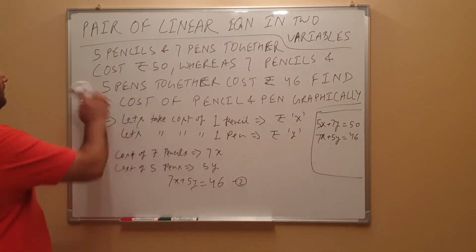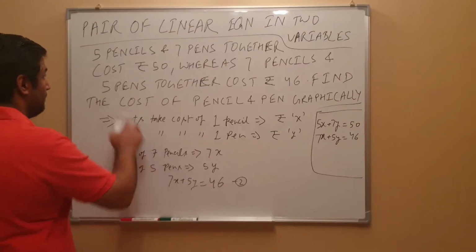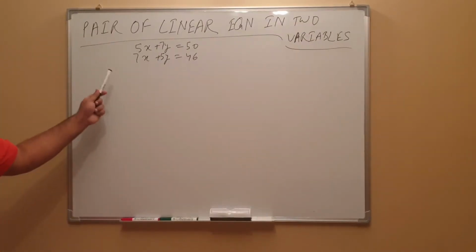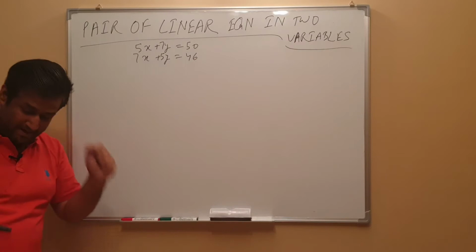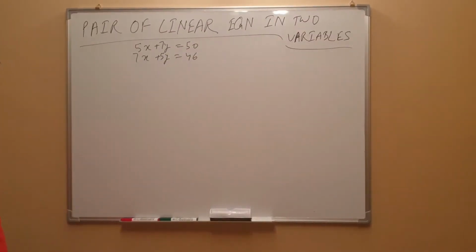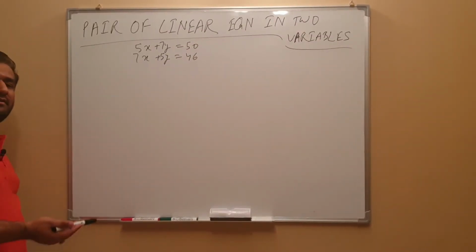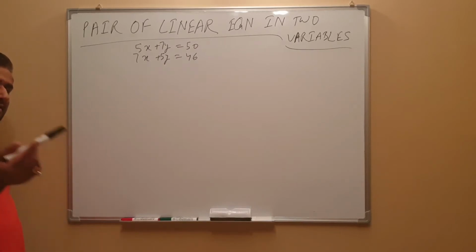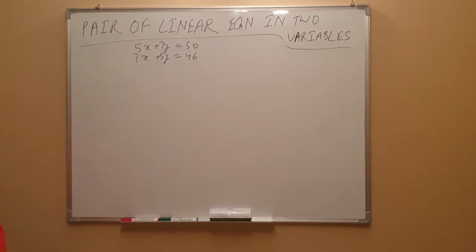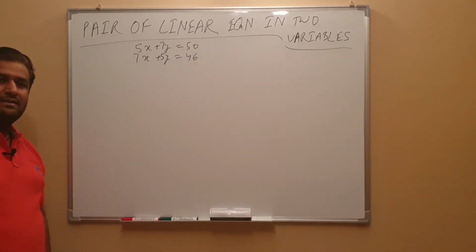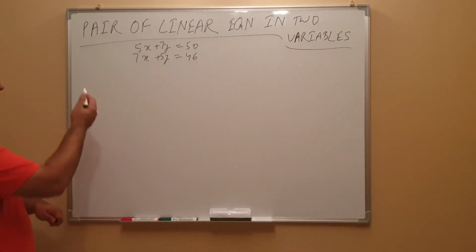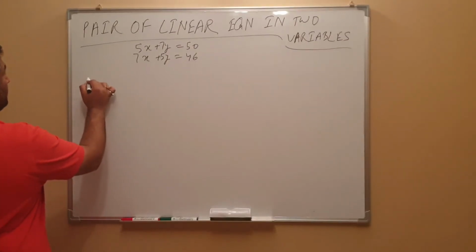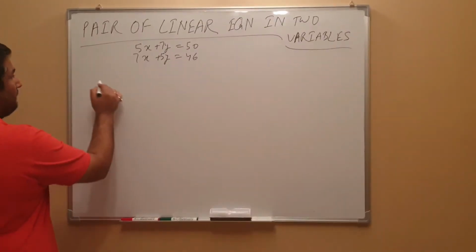Now we have to make a graph out of it. I have written both the equations separately here. How do we make the graph of a linear equation? We have already discussed this in the previous classes, and I'll recommend you go back to my previous lectures and check how we did that. I'll just quickly do it: I'll make the table and make the graph.